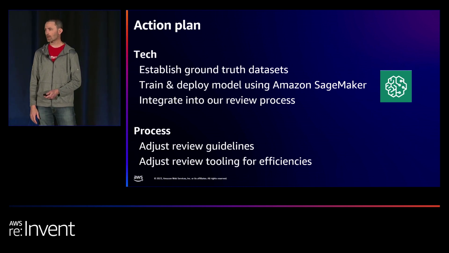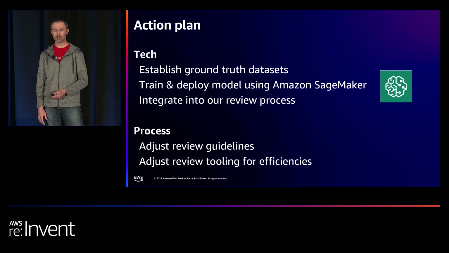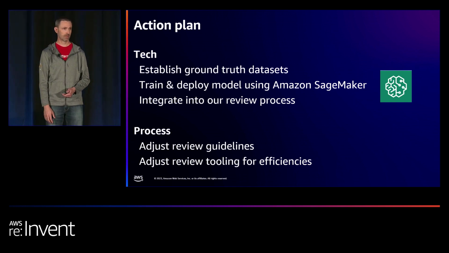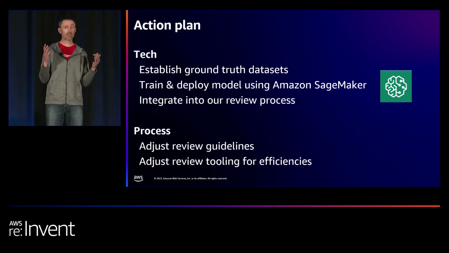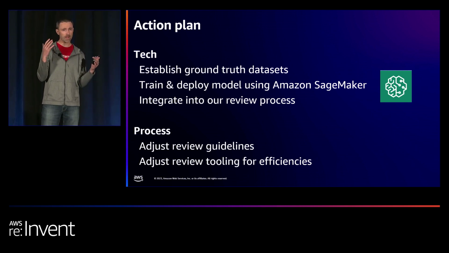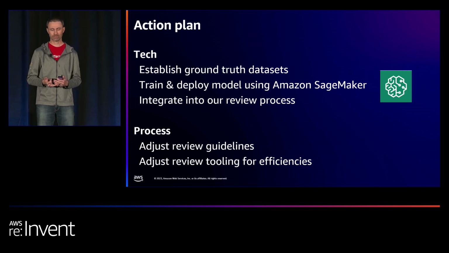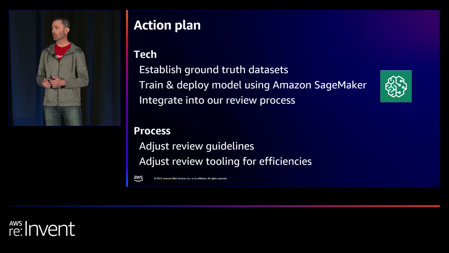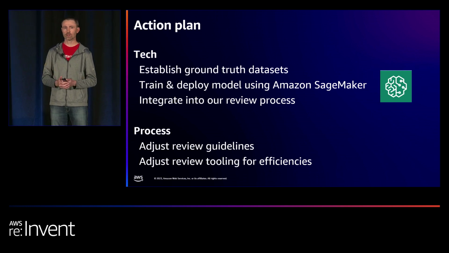On the process side, we had to look at our content review guidelines. When I'm a reviewer looking at a piece of content, I have over 300 guidelines that I need to have in my mind when making a decision. That's a lot of cognitive load that impacts review time as well as quality. And lastly, we applied tooling efficiencies to make sure we understood that the tool they were operating in was operating as efficiently as possible.